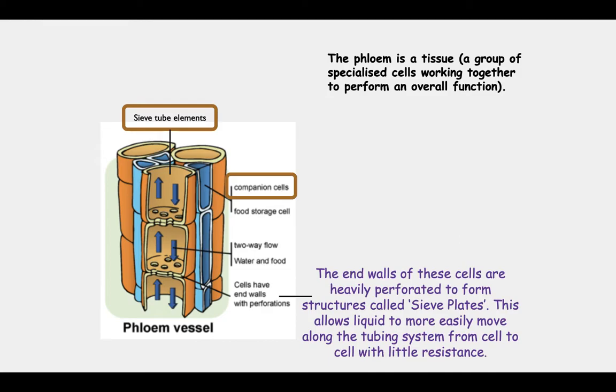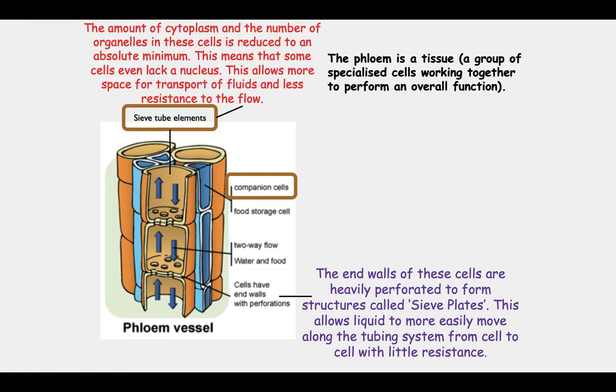The sieve tube elements, the cells within them, have end walls with perforations. These are heavily perforated to form structures called sieve plates. This allows liquid to move easily along the tubing system from cell to cell with little resistance, so it can move easily through the phloem.